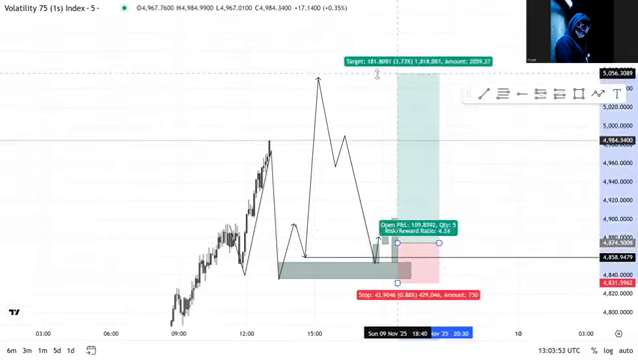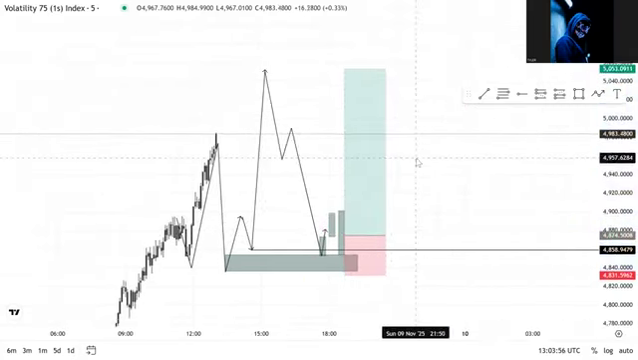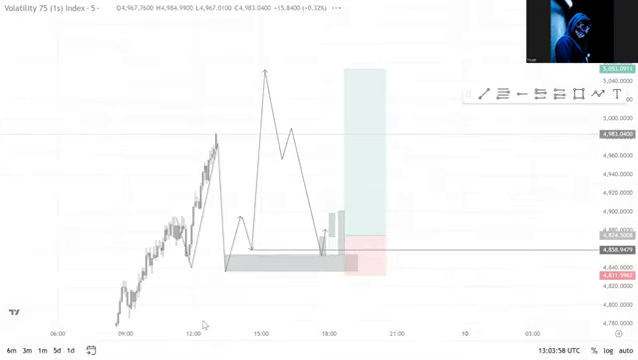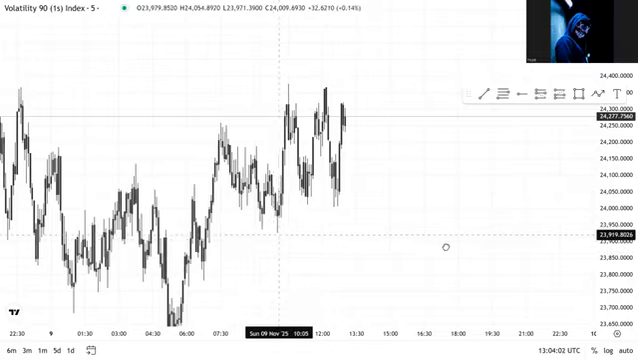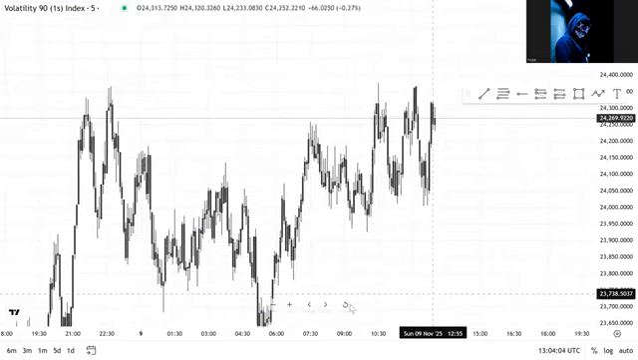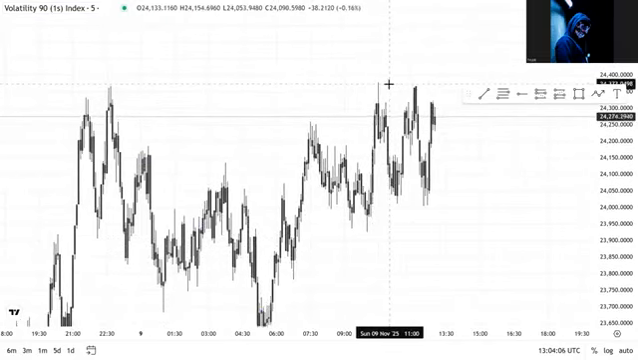So this is what I'm looking for, right? Every single day, this is what I do. I don't do any other thing, right? Now let's open V90S. You can see that the setup is okay. Okay, it hasn't played out yet.